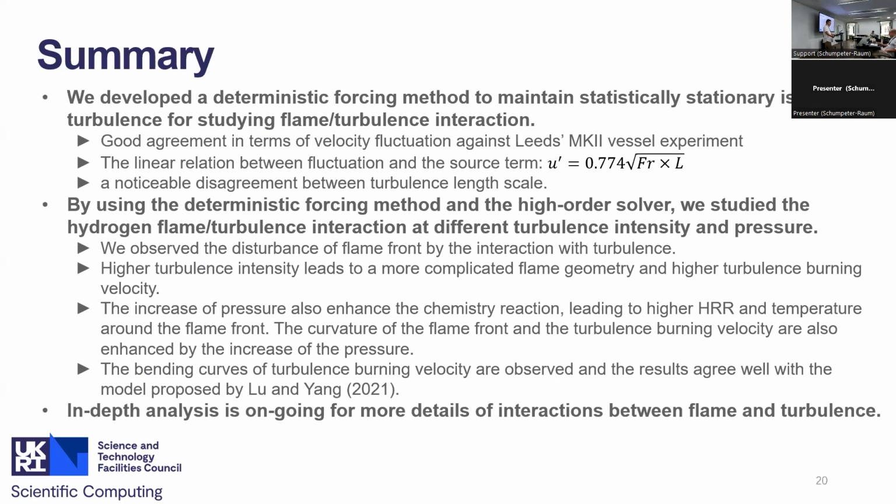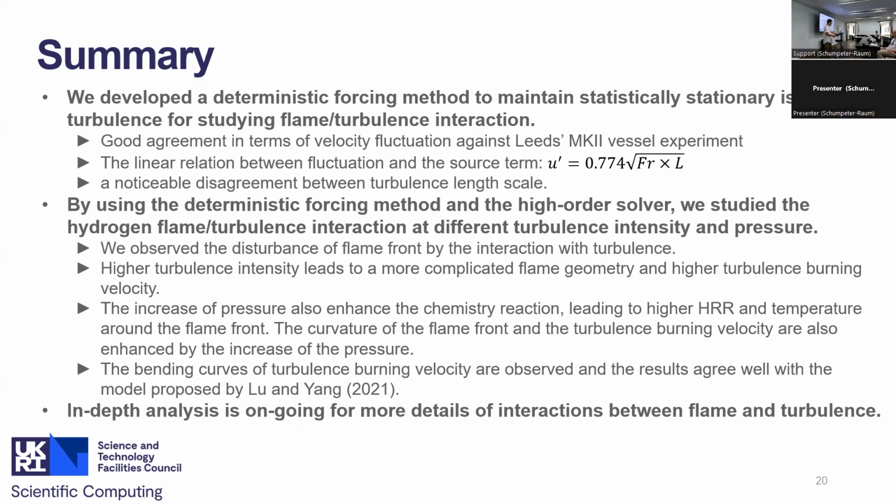So, we developed a deterministic forcing method to maintain statistically stationary isotropic turbulence for studying flame turbulence interaction. We try to numerically mimic the MK2 vessel of the Leeds vessel experiment. We get a linear relation between the force and the turbulence intensity, so we can match up the experimental facility. By using this forcing method and the high-order solver ASTR, we studied the hydrogen flame turbulence interaction at different turbulence intensities and pressures, and we reached some preliminary scientific observations.